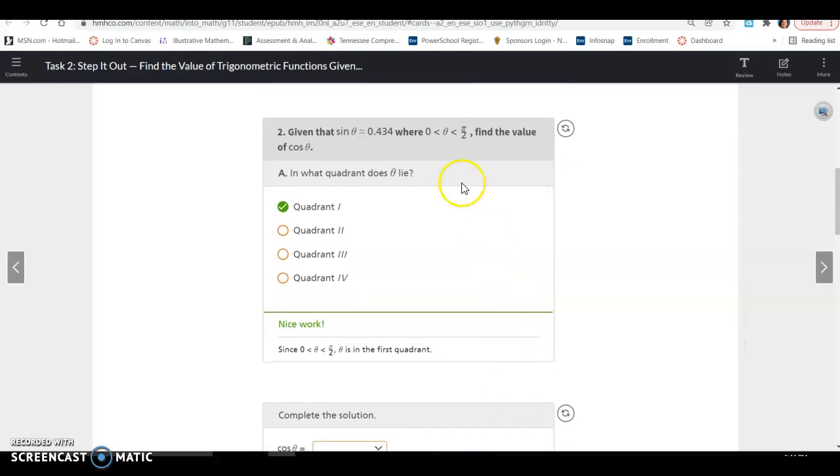All right, if this said pi over 2 to pi, then it would be in quadrant 2. And then, so on and so on. So if it went from, say, pi to 3/2 pi, that would be third quadrant. And if it went from 3/2 pi to 2 pi, then that would be in your fourth quadrant. But again, this just determines your domain. This tells you which quadrant you lie in.